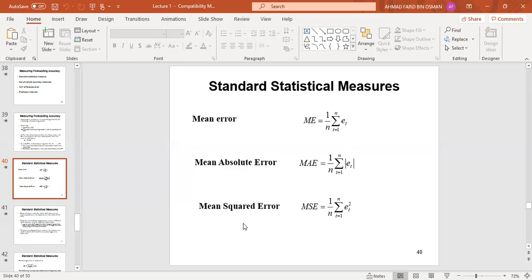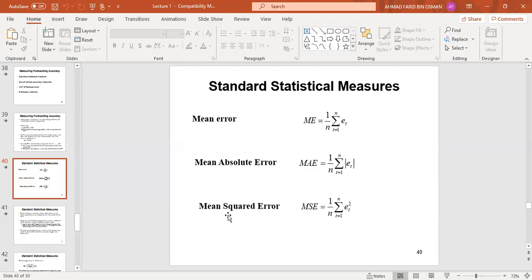So alternatively, we can also use mean square error. Each error we square. Let's say -2 becomes (-2) squared, which is equal to 4. So they're all positive, and then we take the average. So this one is mean square error.